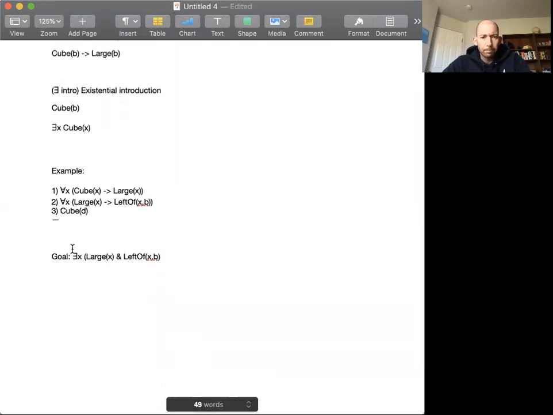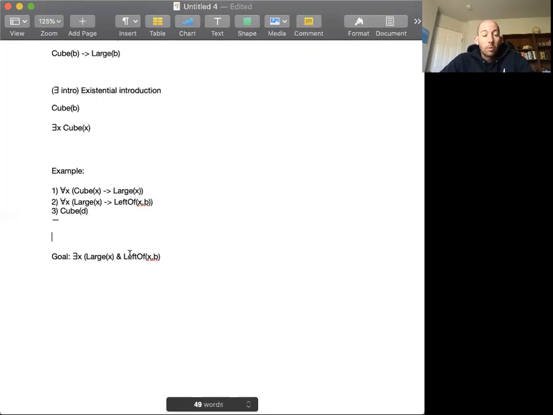So my goal is to say that there exists an x that is large and that is left of B. Presumably, that object is D. Since D is a cube, then we know by the first premise that D is going to be large, because one says everything that's a cube is large. And then premise two says that everything that is large is left of B. So then we know that D is going to be left of B. And since D is left of B, we know that there is something that is large and left of B.